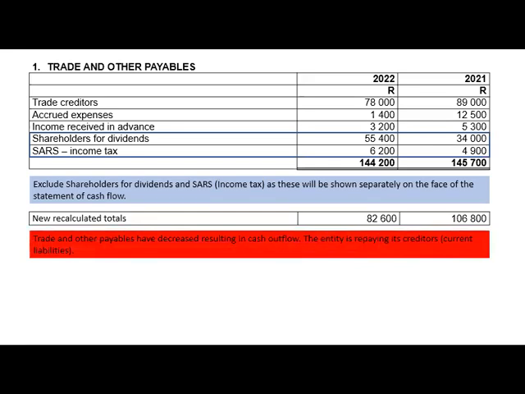Or you can prepare the ledger account for trade and other payables. Please note that it will be a minus plus because it's a liability. The balance for this one will be on the credit side, okay? If the balancing figure is on the debit side, then it's an outflow. If the balancing figure is on the credit side, then it will be an inflow.